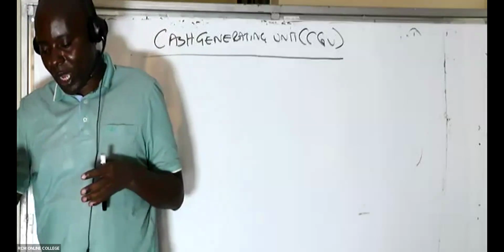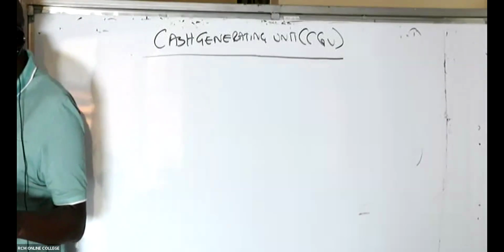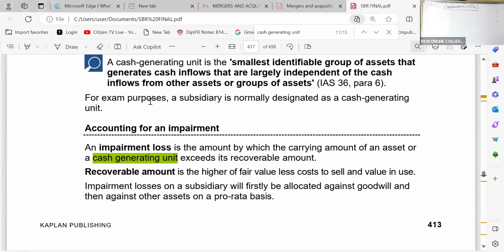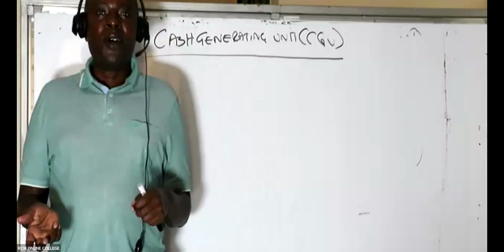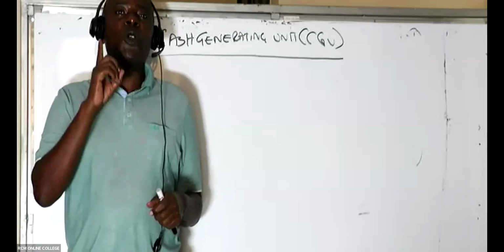That is why, if you look at these questions as we progress, ladies and gentlemen, you'll see that for exam purposes, a subsidiary is normally designated as a cash generating unit because of the concept of what here? Independence. I've given you a very useless example where I'm even taking a human being to be an asset in a company.